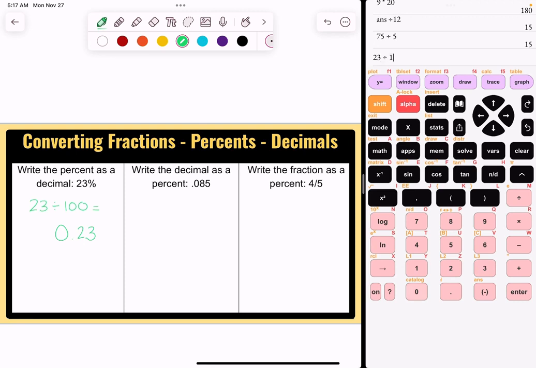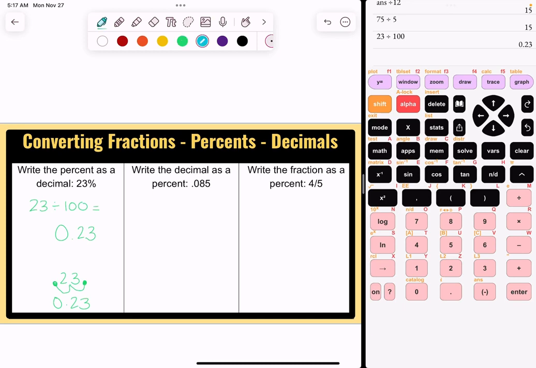23 divided by 100. Good. Or you could also take the 23, remember there's a decimal at the end of it, and move that decimal place 2 places to the left, and it would look like that, 0.23. Good. All right, next one.